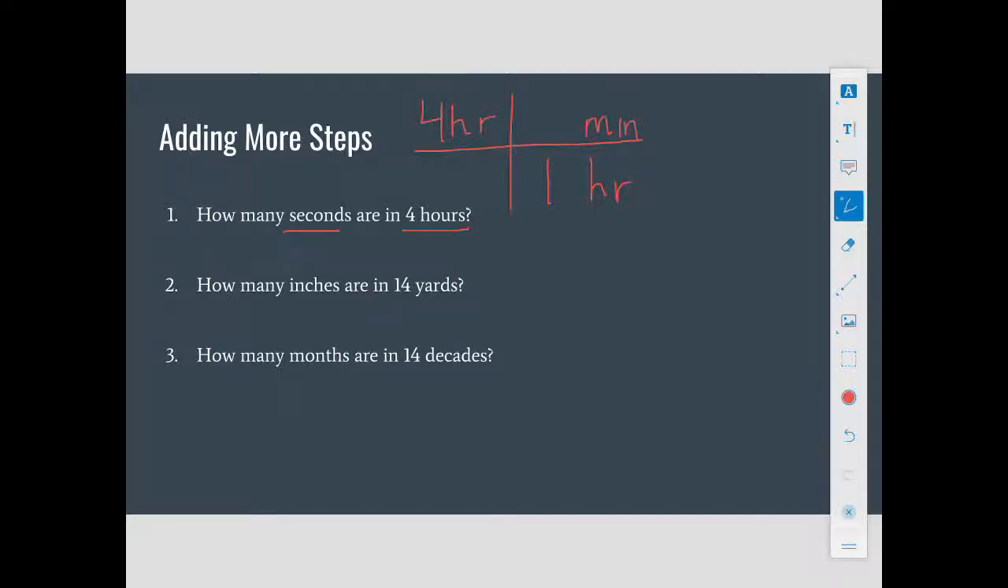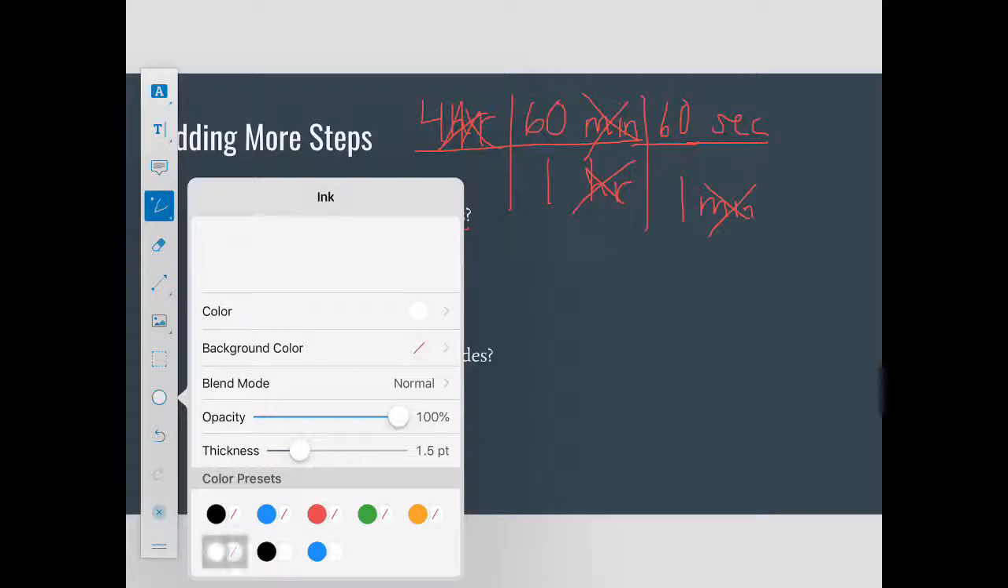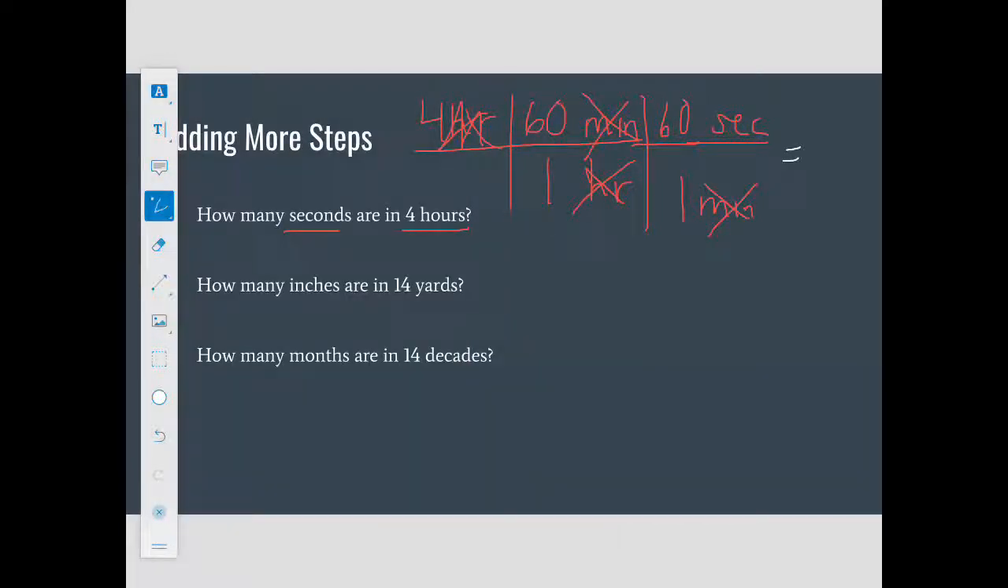So for every 60 minutes, we have 1 hour. Hours is going to go away, and I'll be left with minutes, right? Minutes is not what I need in the problem. I need seconds. So instead, we're going to go through again for every 1 minute on the bottom here so that they cancel. There are 60 seconds. Minutes goes away. Hopefully, find the correct answer here. 14,400. And the unit on that is seconds.